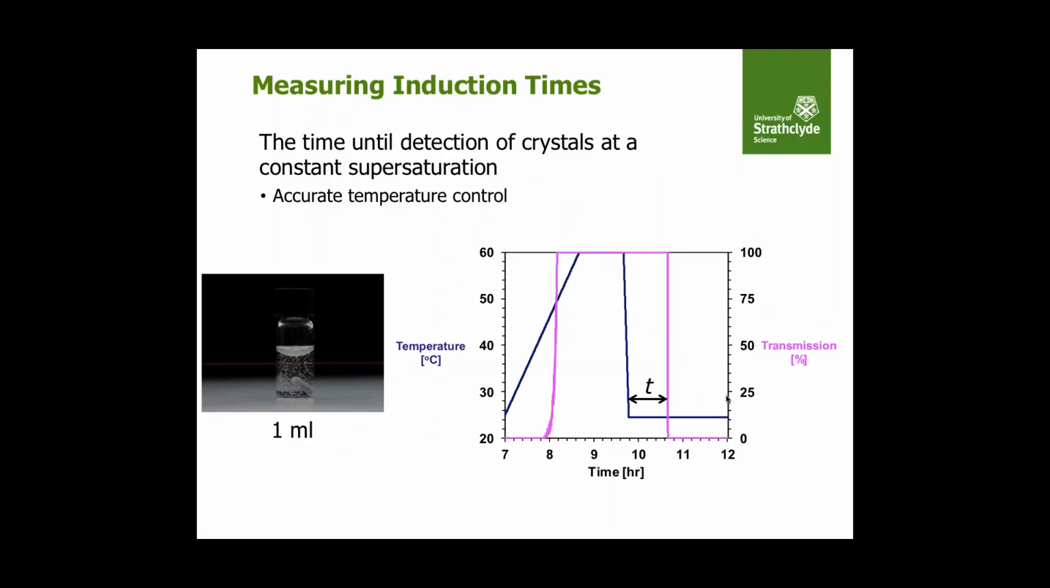And another way of measuring the kinetics of crystallization is by determining induction times, and the induction time is defined as the time until the detection of crystals at a constant supersaturation. So we need accurate temperature control for that, and this is a typical measurement where we heat up a suspension until we have a clear solution, and then crash cool it to a low temperature where we know we have a driving force, and then we just wait until the transmission of light goes down, which means we have crystals present in the sample. And the time it takes from the generation of supersaturation to the detection of crystals gives you an induction time.